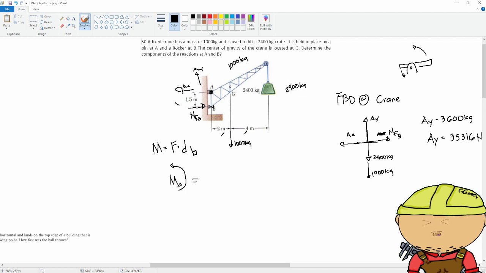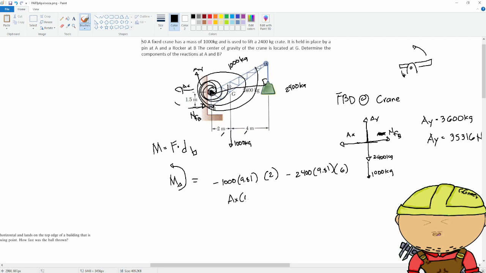Okay, this is A. We're doing counterclockwise. So G is negative 1,000 times 9.81 times 2 meters. That's the moment for letter G. Then for the crate it is negative 2,400 times 9.81 times 6, because the distance is 6 meters away. AX: the distance is 0, and the distance of AY is 0.